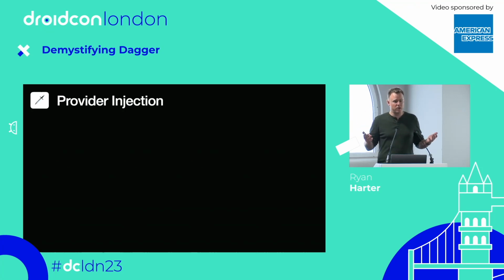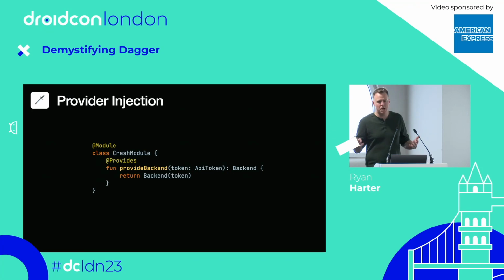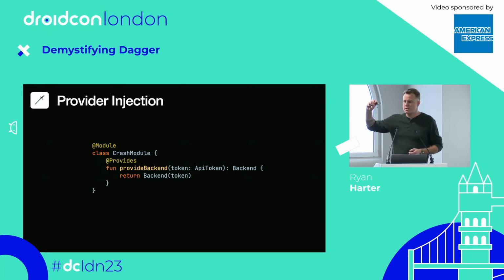I frankly don't know if there's a standard name for this. Provider injection is something that I just made up, but you'll see why. If you've worked with Dagger, you've probably seen modules. The module annotation is not JSR 330. This comes directly out of Dagger, along with the provides annotation.